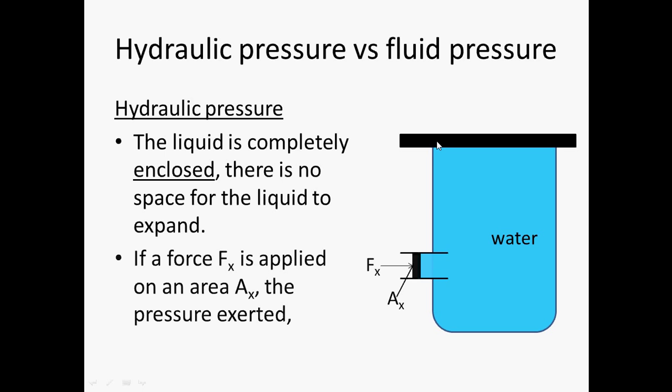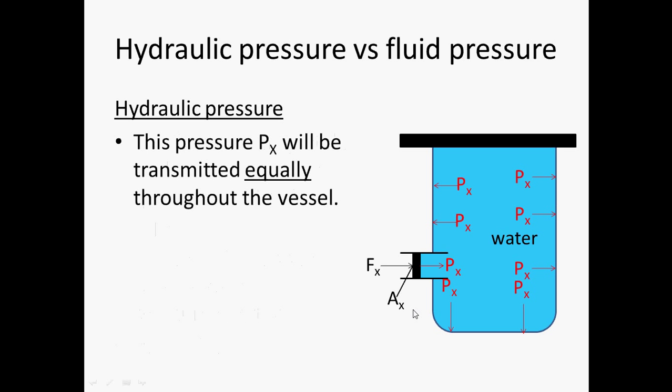Imagine there is a small opening here where a piston is inserted. What happens if you apply a force of, say, Fx to this piston? When you apply a force of Fx over a piston area of Ax, a pressure is exerted, and this pressure Px is equal to Fx divided by Ax.